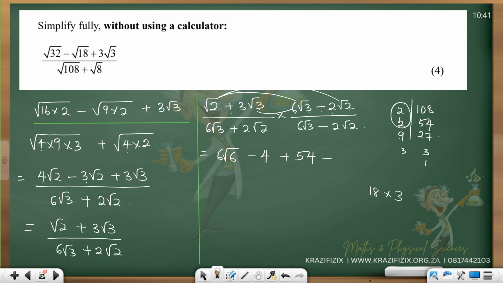Positive times negative is negative. 3 times 2 is 6. And I have a root 6. Oh, interesting. Because my 6 root 6 would then cancel each other.